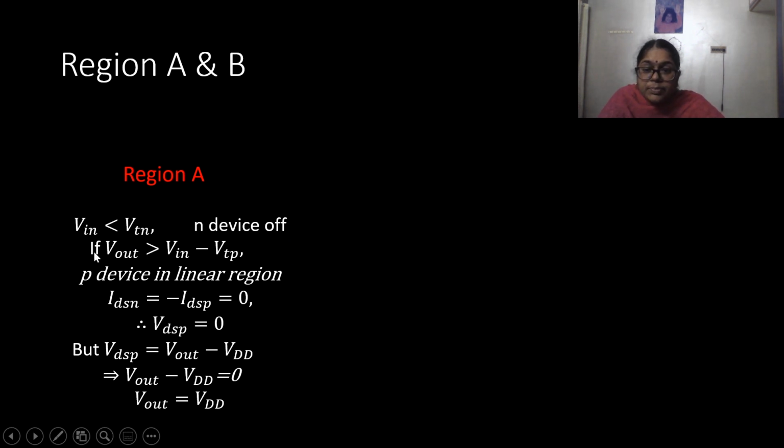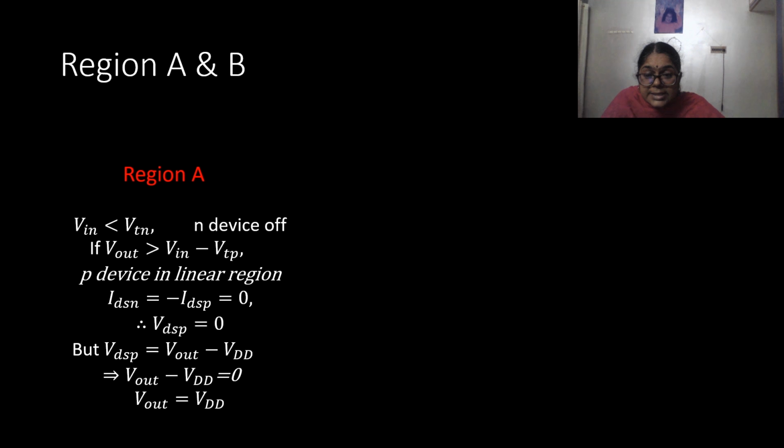Now here, if Vout is greater than Vin minus VTP, this is the condition for pMOS to be in the linear region. Now if this condition is satisfied, then we say that the pMOS is in the linear region. Now, because the nMOS transistor is off, the total current flowing between VDD and ground is equal to 0. So when current flowing is equal to 0, the drain to source voltage of the pMOS transistor will be equal to 0 because there is no current flowing.